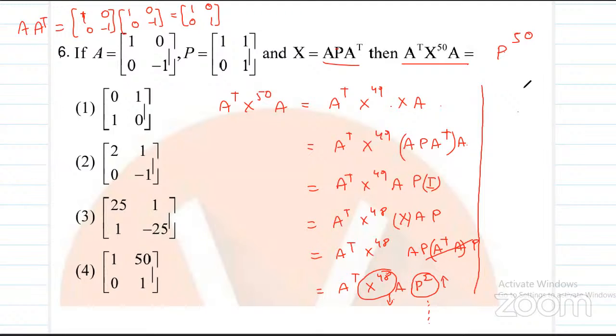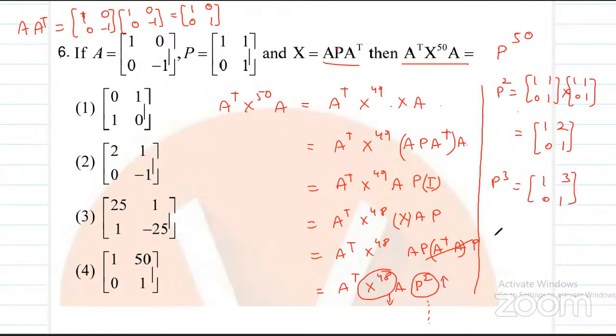P we know, and P square can be done. So what is P square? With matrix multiplication we get 1, 2, 0, 1. Correct. And if you try for P cube, we get 1, 3, 0, 1. If you continue like this, we understand the pattern. P to the power 50 has to be 1, 50, 0, 1. By looking at the pattern, we can find it out. So that's the reason we get option 4, that is 1, 50, 0, 1, as the answer.